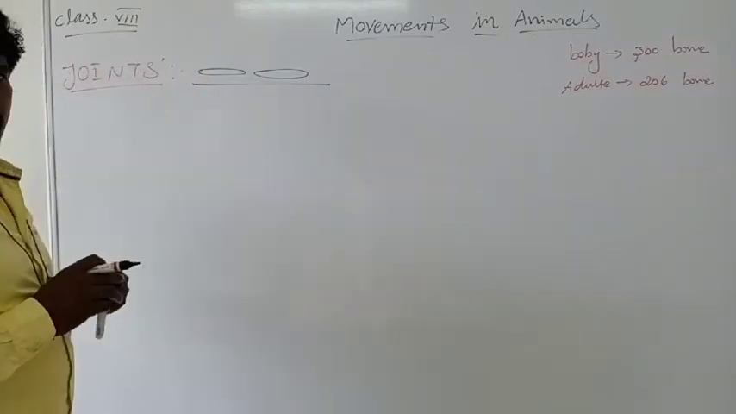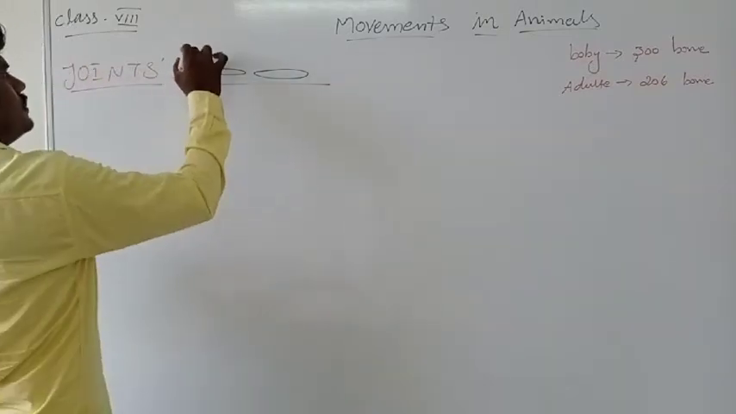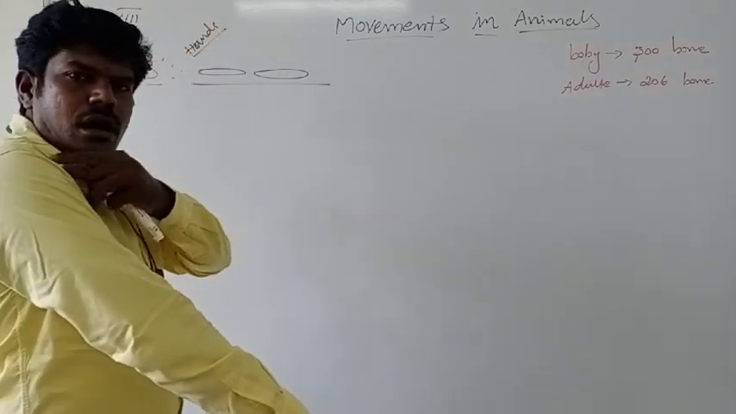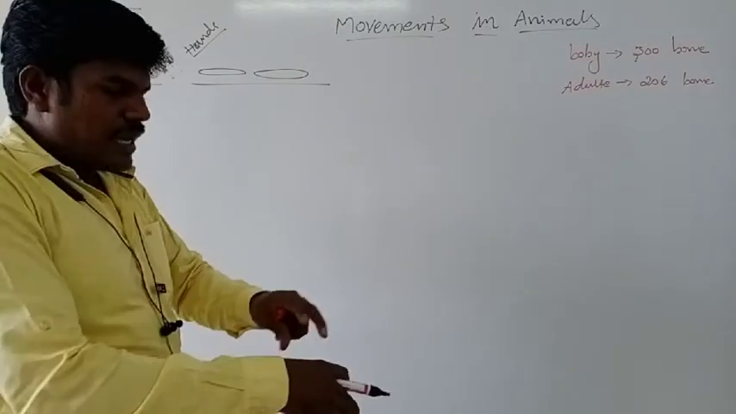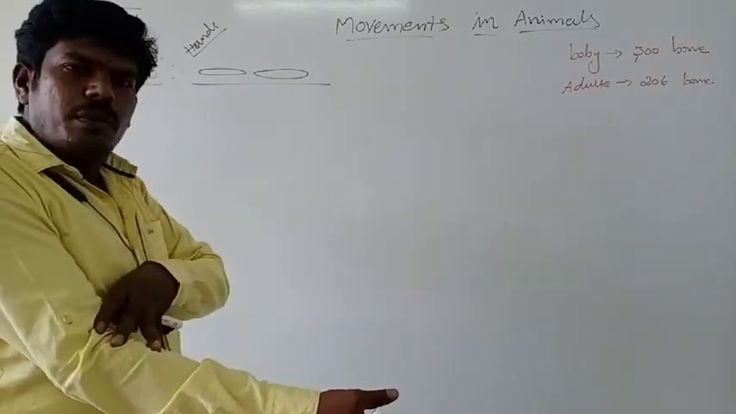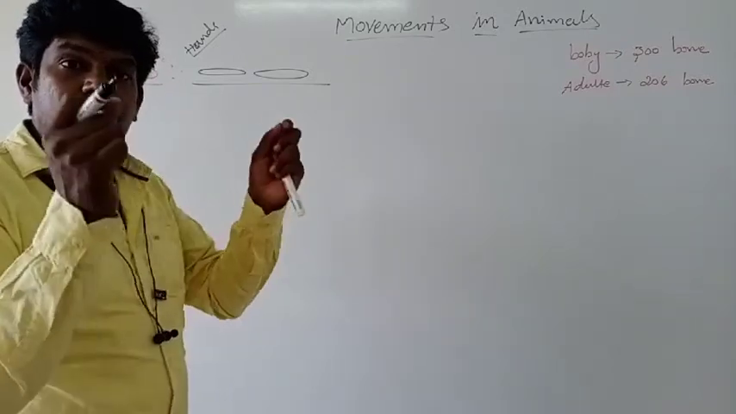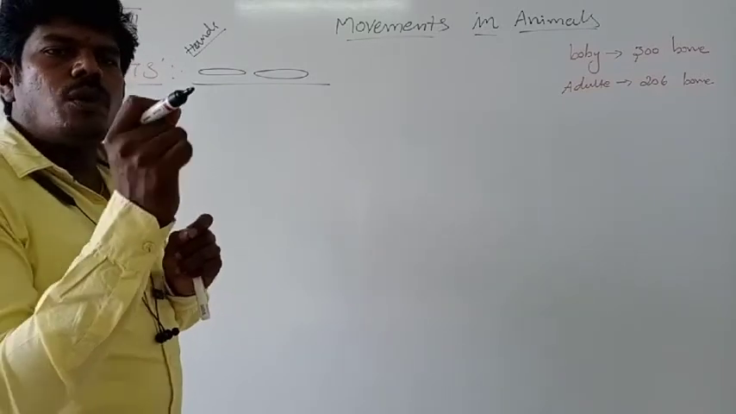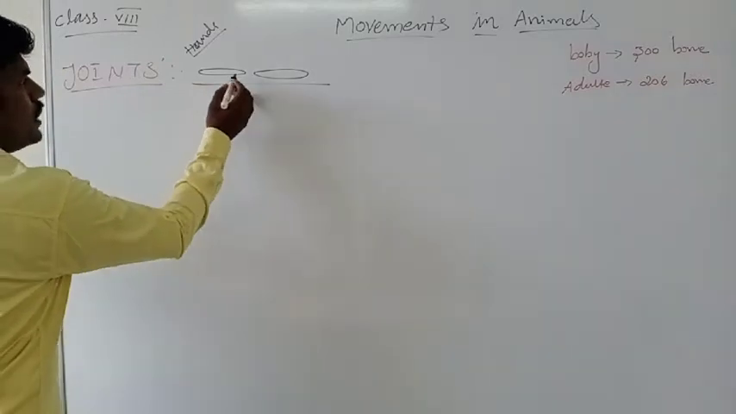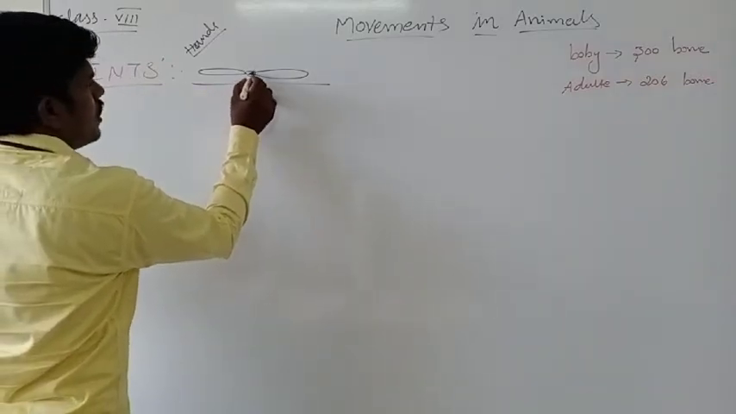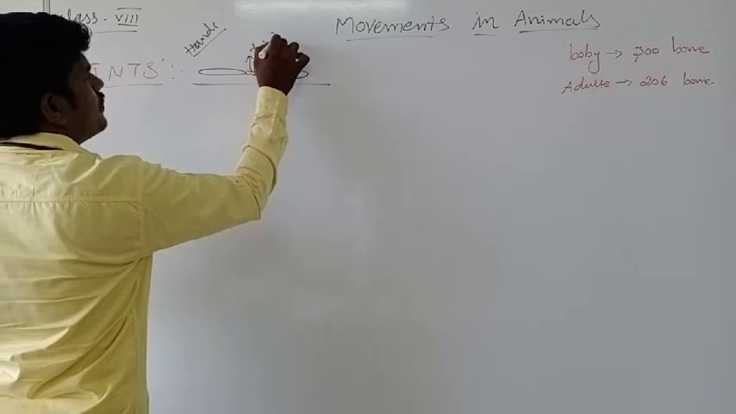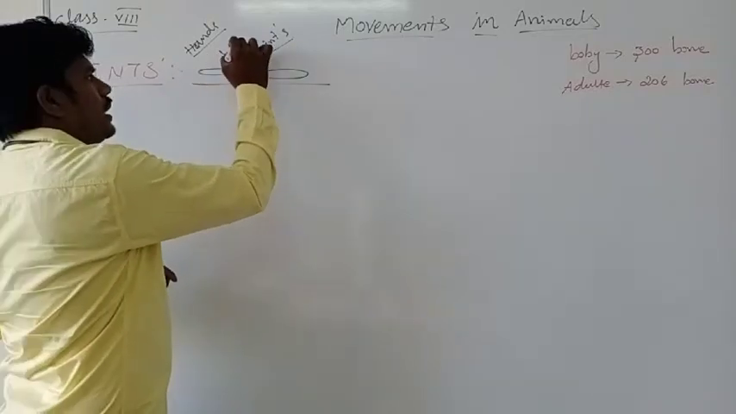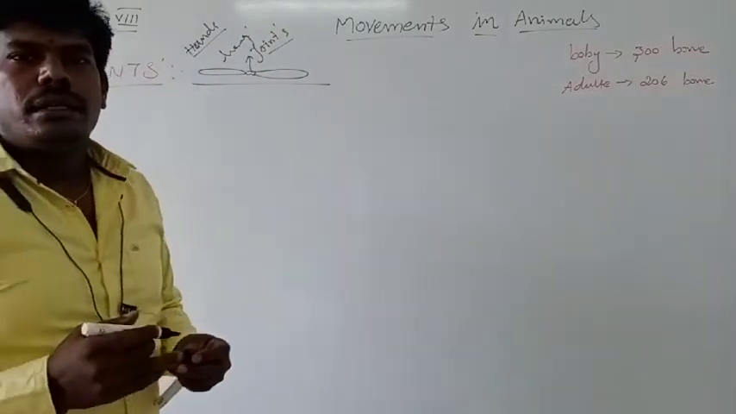Just take a leg or a hand. If you take the shoulder, arm, breast and fingers, there are so many bones, and each and every bone will connect to a particular bone. The meeting point is called a joint. In the hand and in the leg, there are so many places where joints are present.